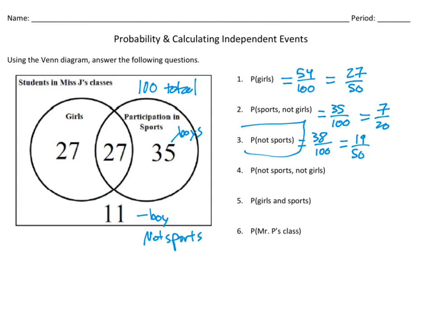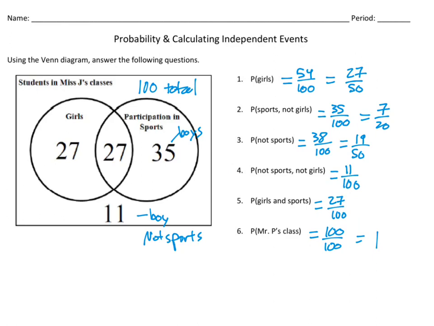And then our next one is just probability of not sports. That's everyone outside the circle. So these people, which is going to be the 27 plus 11. And that's where this 38 came from. And 38 out of 100, again, reduces a little bit. So hopefully that's making some sense to you. Let's see if you can try out the next three. And we'll come back and check and see how you did. Pause the video. Get it done.